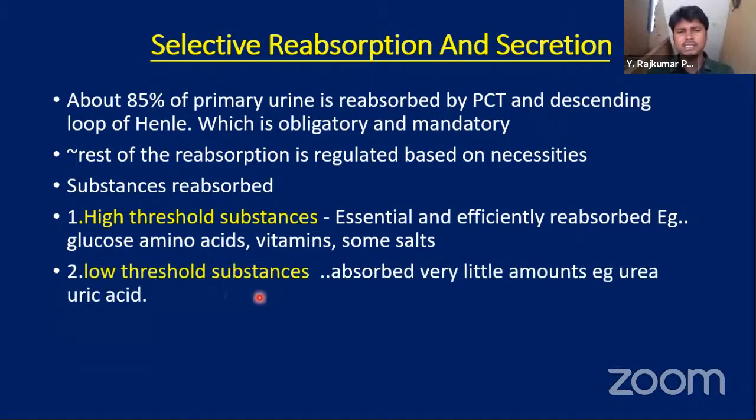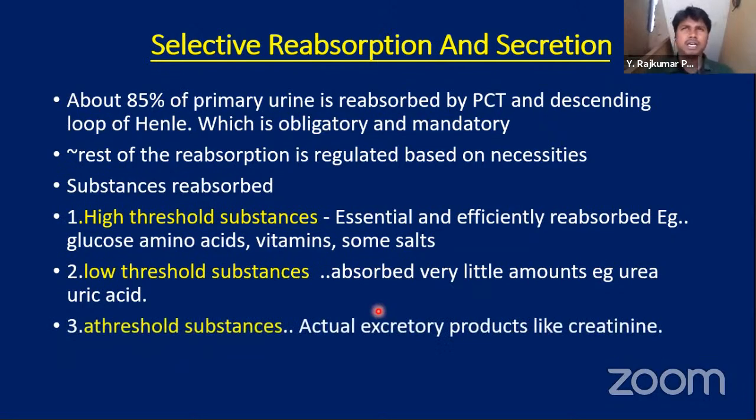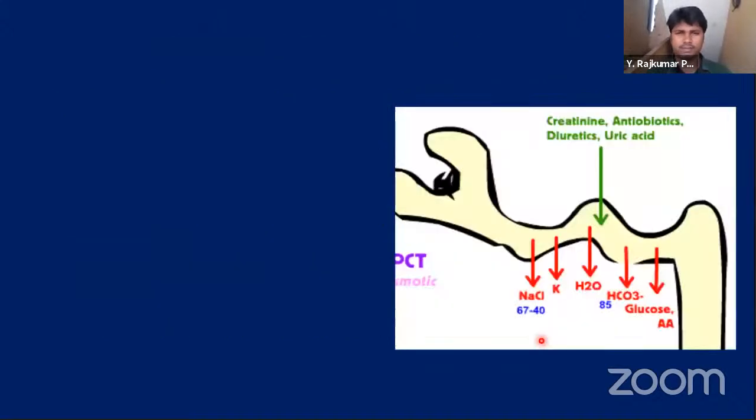Low threshold substances are absorbed in very little amounts. Example, urea and uric acid. Under the necessity of the ionic balance, these urea and uric acid are reabsorbed only in very little amounts. Then there are a threshold substances which are not at all reabsorbed. They are actual excretory products like creatinine. Okay? Creatinine is the actual excretory product.